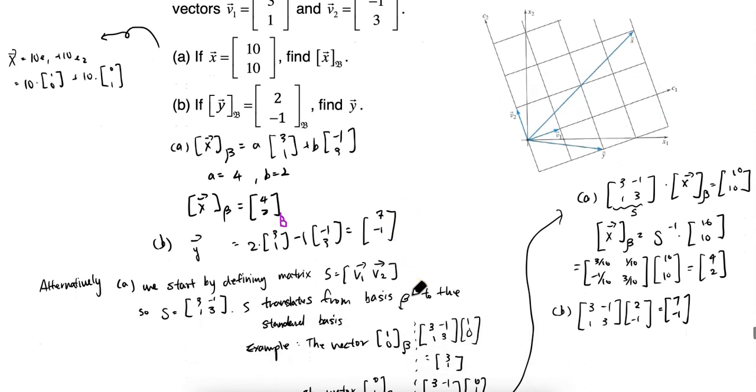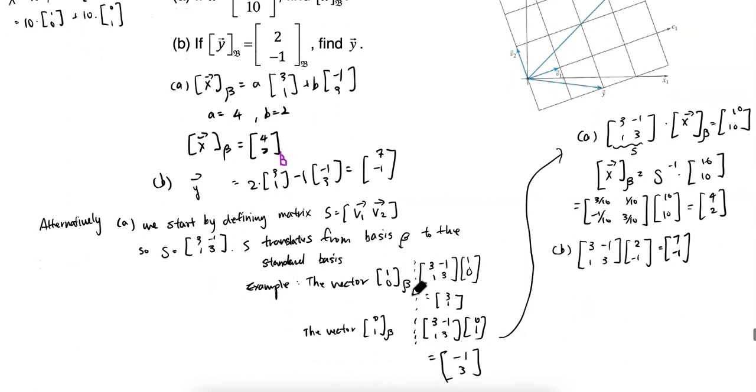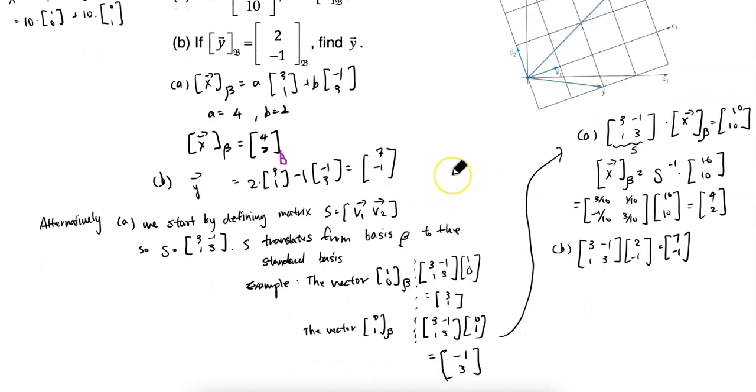But there's an alternative method that we're going to study now, which is actually going to lead us to a really powerful, standardized way of solving this problem in linear algebra. The first thing we do is define a new matrix that we will call S. It will always be called S, and it is simply made column by column using the vectors in our new basis. So in this example, S would be 3, 1 and negative 1, 3.